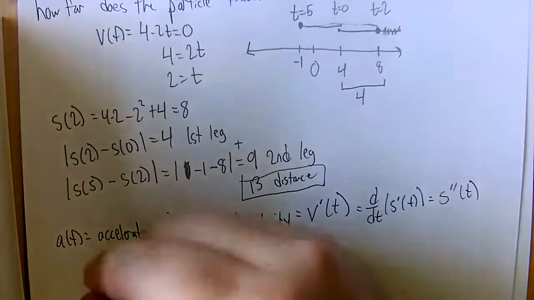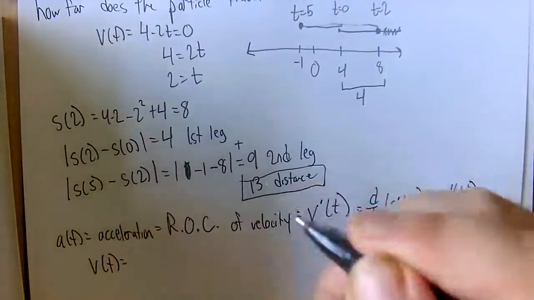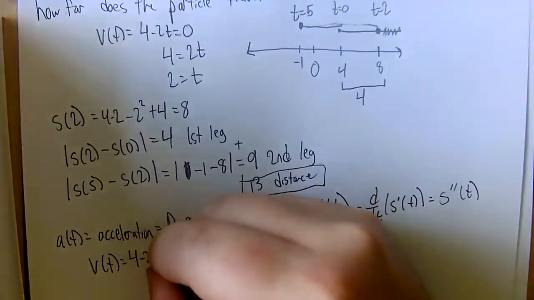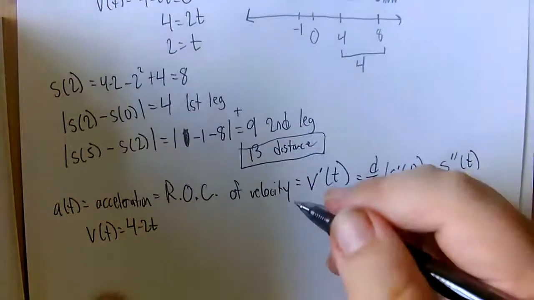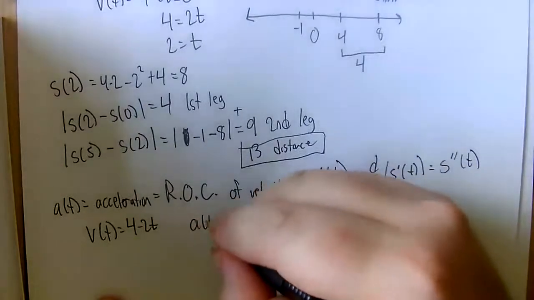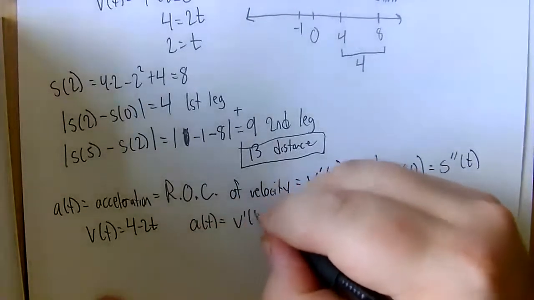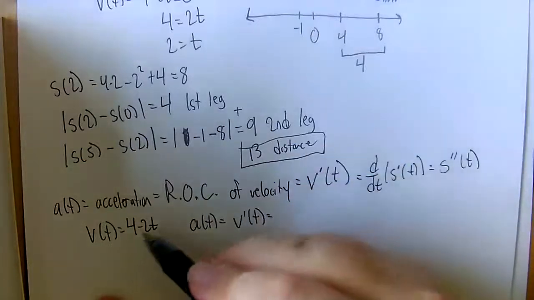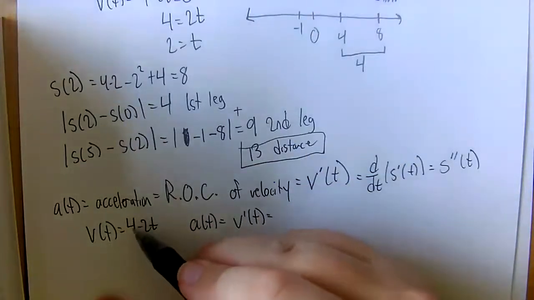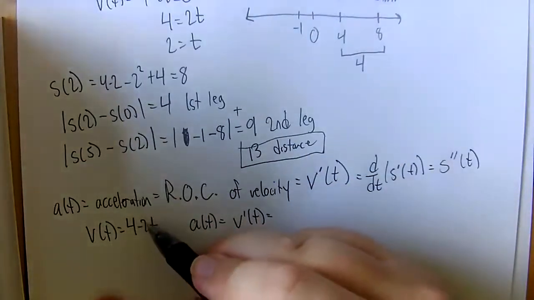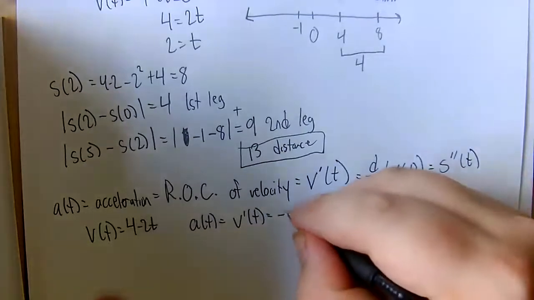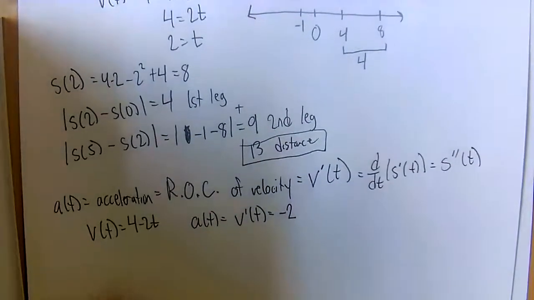All right, well, we already computed what our velocity was for our example earlier. We already did that derivative, so we might as well use it here. Now let's see what our acceleration is. That's going to be v prime. And the derivative of 4, the constant, is 0. And the derivative of negative 2t will be negative 2. So it seems like our acceleration is constant in this case.